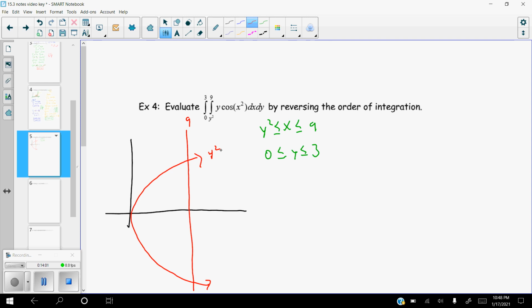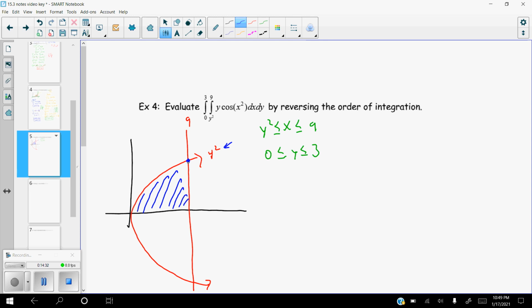Y, however, is bounded from 0 to 3, which means that we are only talking about this region up here. So really that whole bottom part we can get rid of. We can kind of ignore it because y is only bounded from 0 up to 3. And the 3 part makes sense because if you plug 3 into y right here, you're going to get x equals 9. So it does make sense that that intersection right there is y equals 3, x equals 9.